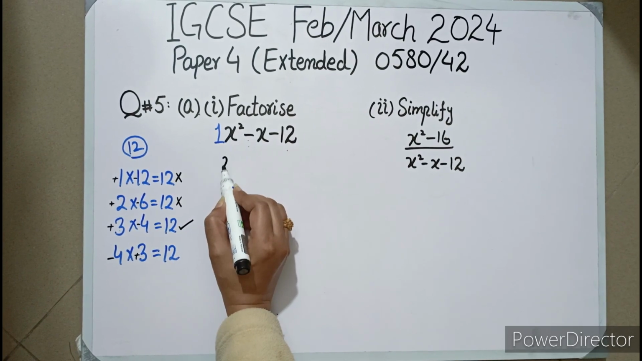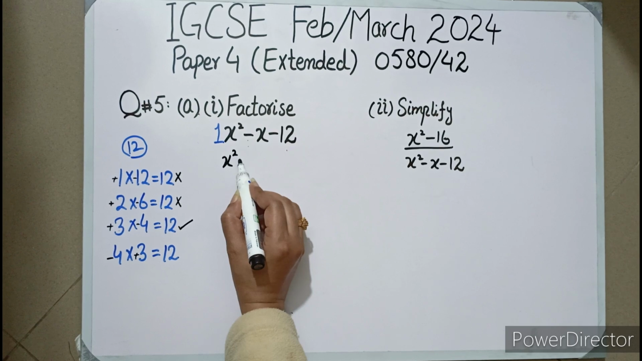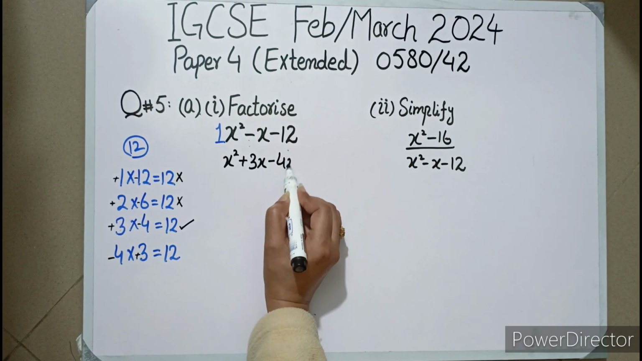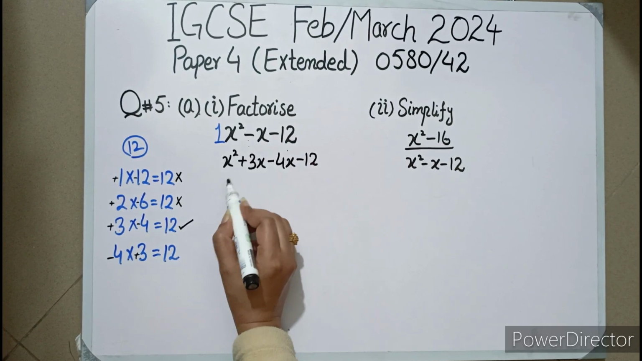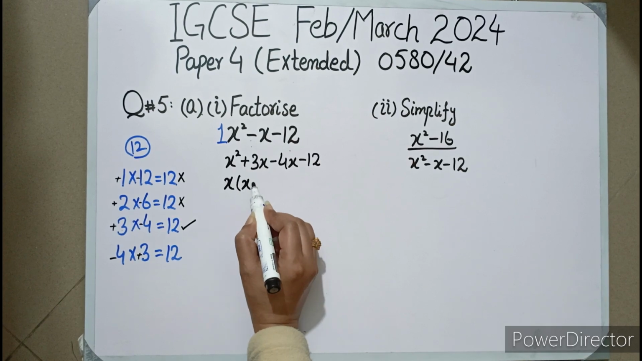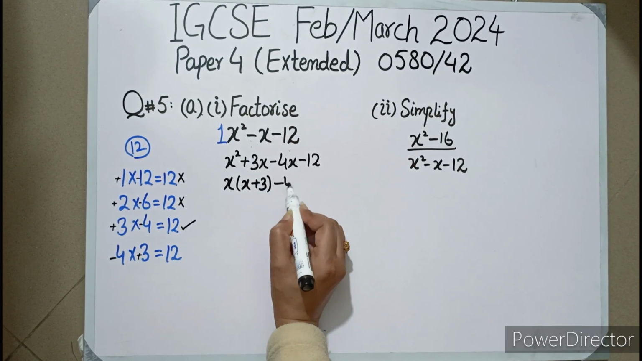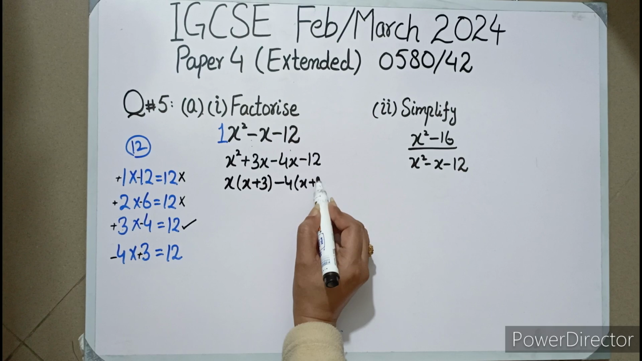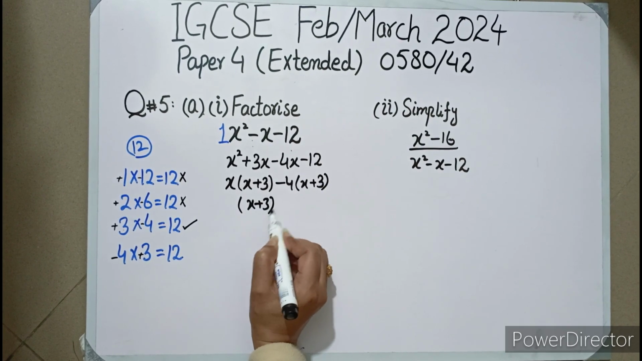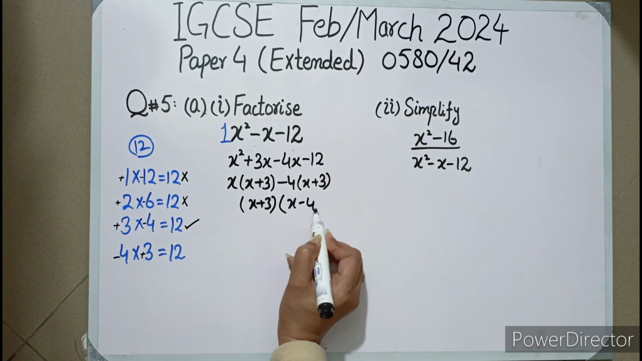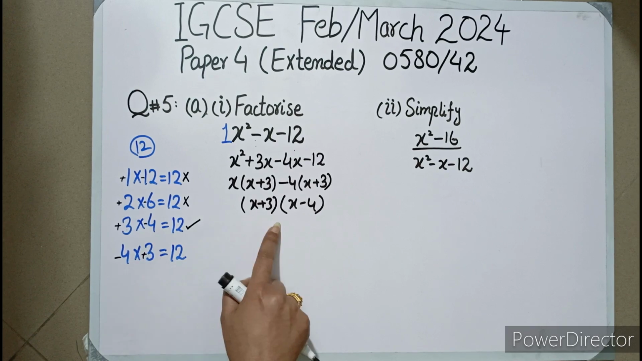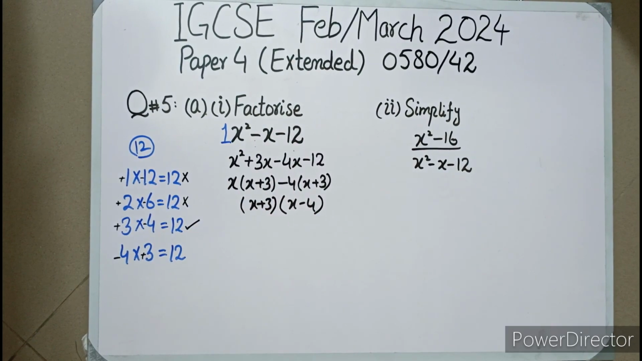Now factorize it. x square plus 3x minus 4x minus 12. Now take the common from the first two terms. x plus 3, x plus 3. So take again common x plus 3. Here you are left with x minus 4. Or simply you can write from here x plus 3 or x minus 4. This is the factorization of this expression.